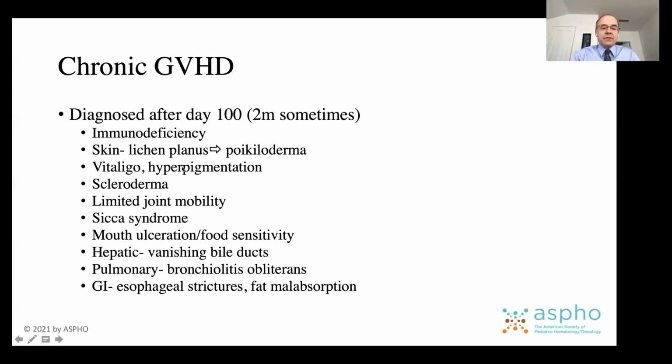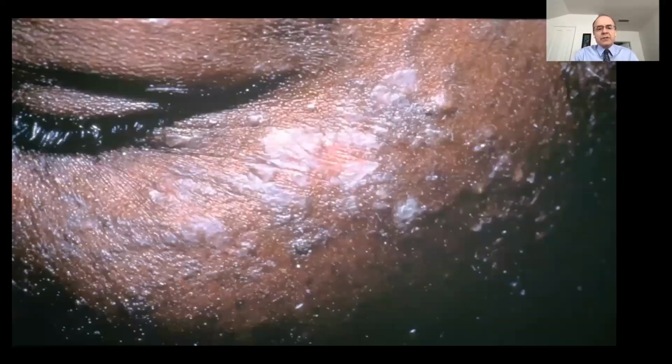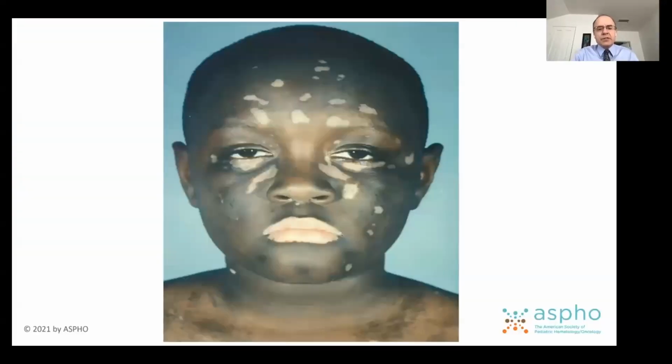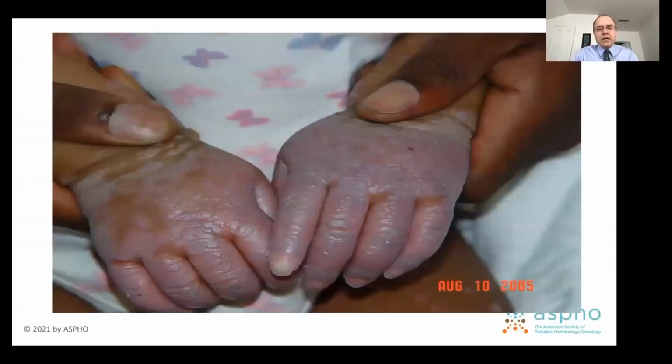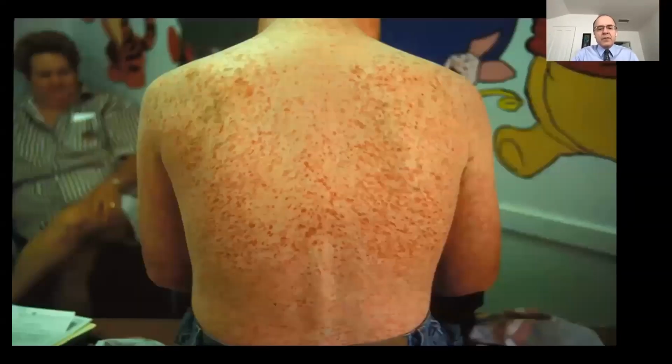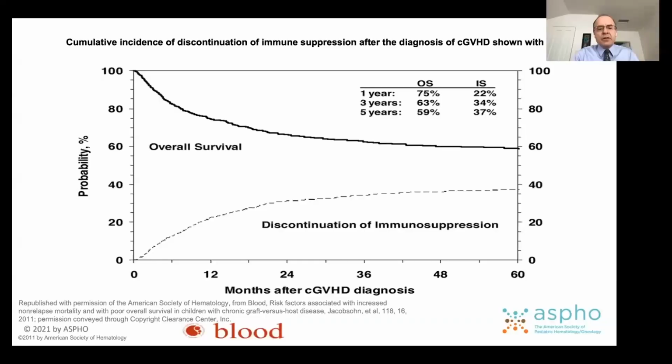It's a significant immune deficiency, and it can have all sorts of manifestations, including skin challenges, vitiligo, or hyperpigmentation, scleroderma. It can lead in some cases to limited joint mobility, sicca, all these other things, but they don't occur at once. It's usually 1 or 2 of these things, sometimes 3 of these things. These are skin lesions that are associated with chronic GVHD. You can see the vitiligo, the hand findings here, and poikiloderma in a typical pattern.